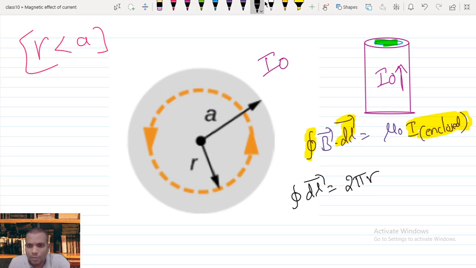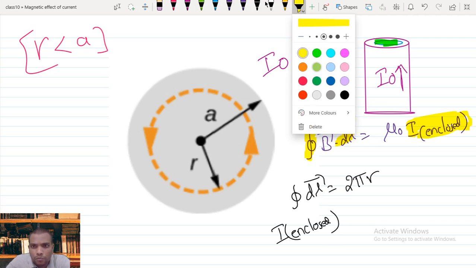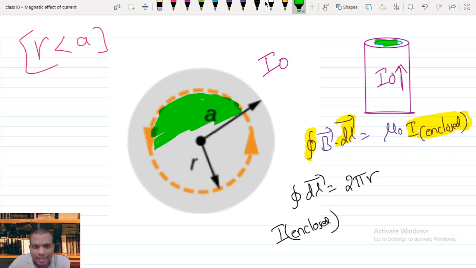Now let's bother about how much current is enclosed. Current enclosed, so this is very important. See, I naught current is passing throughout the conducting wire, but I need only the current which passes through the Amperian loop. It means I want only the current passing through my Amperian loop. I do not want what is outside the Amperian loop. We do not require that. So that's the meaning of current enclosed.